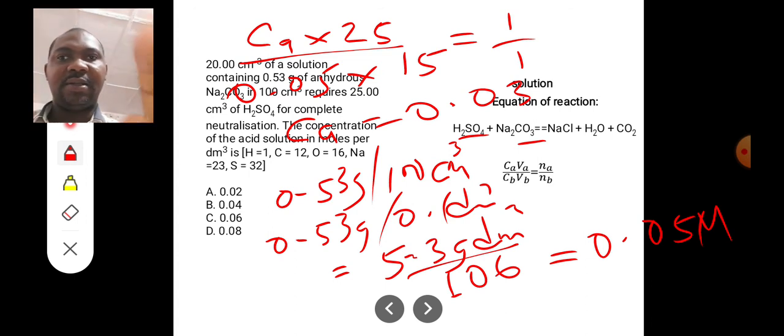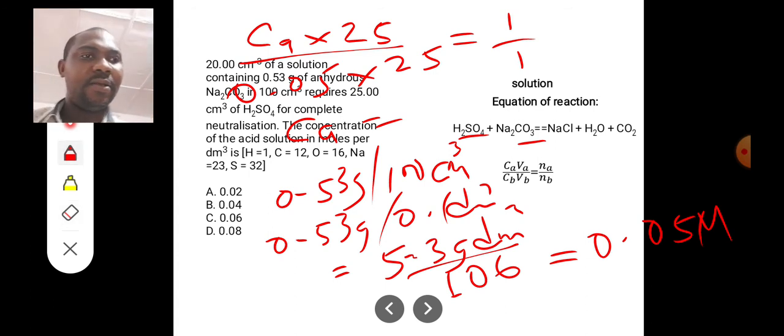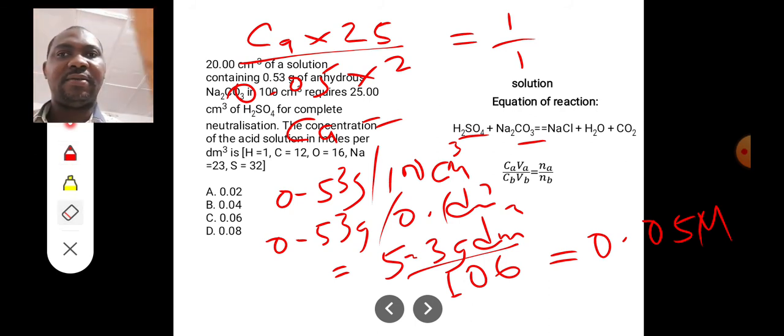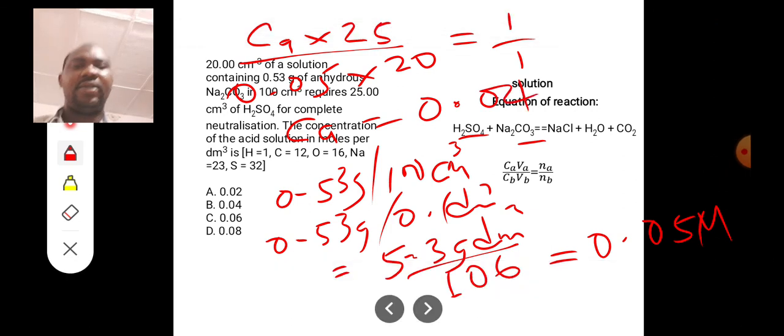Oh, I made a mistake, sorry. The volume of the base here is not 15, it is 20. So it will not be 0.03. So 0.05 multiplied by 20, divided by 25. That will give us 0.04. Okay, that is it. So the answer to this question is B.